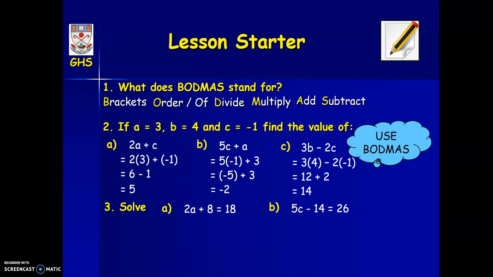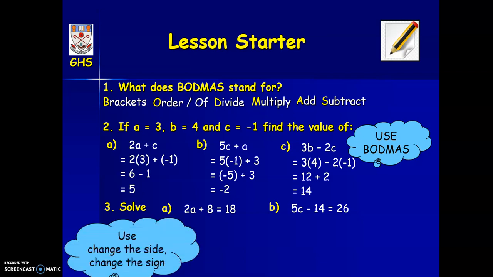For question 3A, we have two equations. So firstly, 2A add 8 equals 18. Remember, our method for solving equations is change the side, change the sign. So we need to take the add 8 over to the right hand side and it becomes subtract 8. So 2A equals 10. Now we divide by 2 and A equals 5. For 5C, subtract 14 equals 26. We take the subtract 14 over to the right hand side and it becomes add 14. So 5C equals 40. Now we divide by 5 and C equals 8.